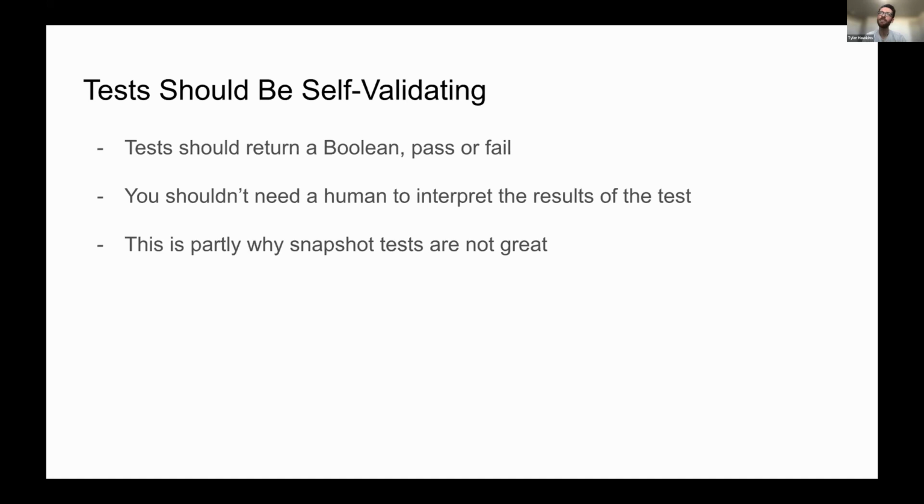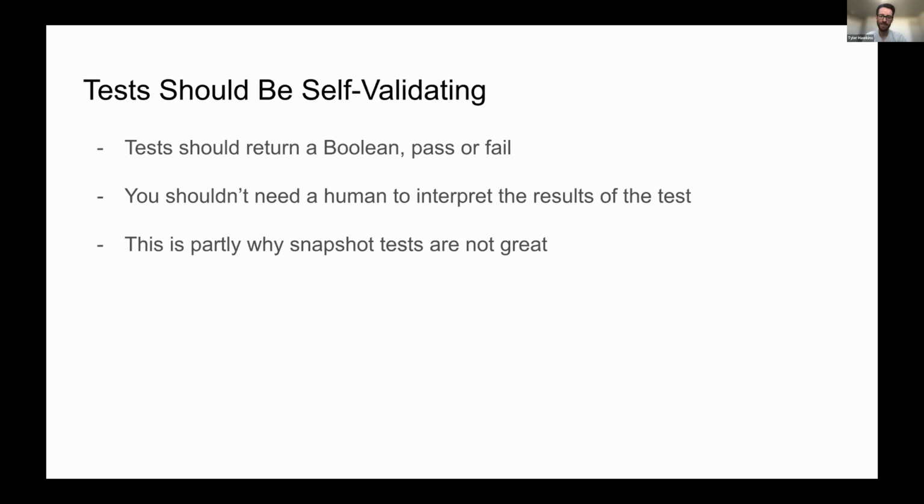You might have written a test and it makes an assertion and then prints out the output, and then it's up for the human to interpret the results of the test, which isn't great, because you shouldn't need a human to interpret the results of the test. The machine should be able to tell you this passed or this failed.